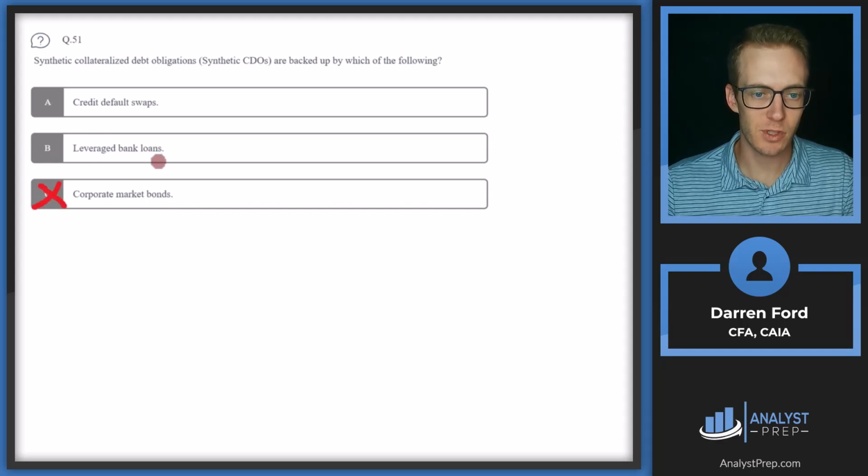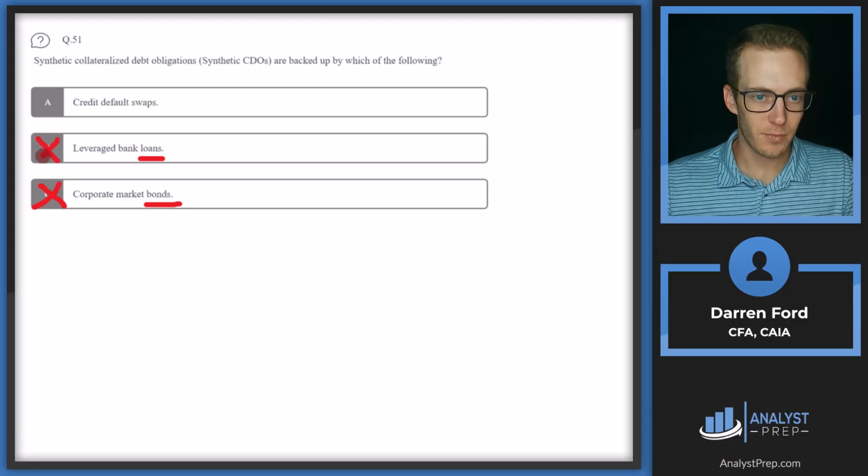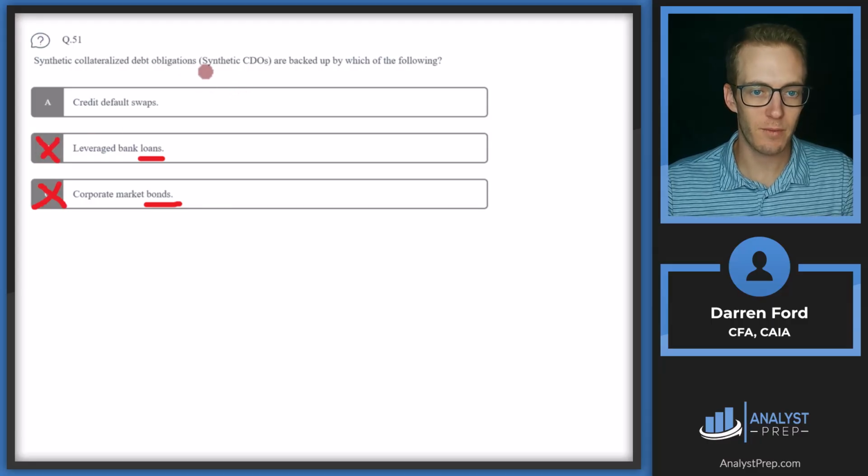Answer B, leveraged bank loans. If these were pooled, that would be called a CLO, which is collateralized loan obligation. And we can kind of see that loan is in that name, bond is in the CBO name. So we can go ahead and rule this out. So then from here, we've got synthetic CDOs, which are going to be backed by credit default swaps. So basically, a synthetic CDO is just a pool of credit default swaps put together within the asset-backed security structure. Answer A.